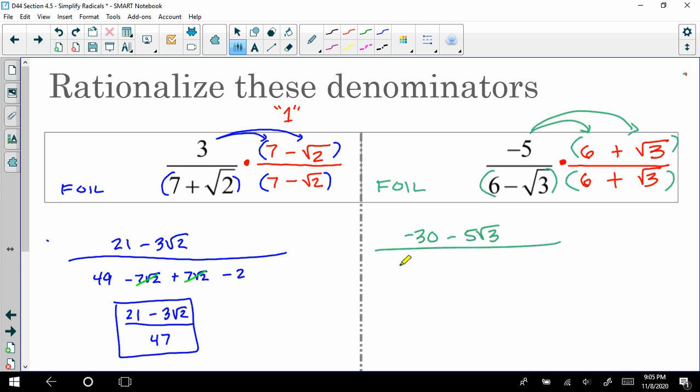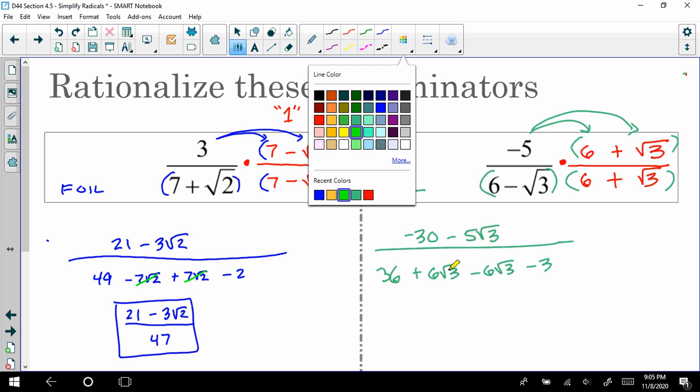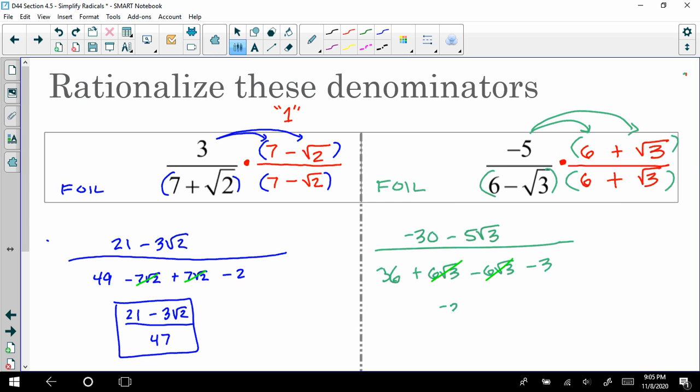So that would be 6 times 6, or 36. Then we have positive times positive, so plus 6 radical 3. Then we have negative times positive, so minus 6 radical 3. And then we have negative times a negative, so that's minus. Radical 3 times itself is just 3. And again, those middle terms are opposites, so those are now gone, and we can write down our final answer. We have negative 30 minus 5 square root of 3, all over 36 minus 3, which is 33.